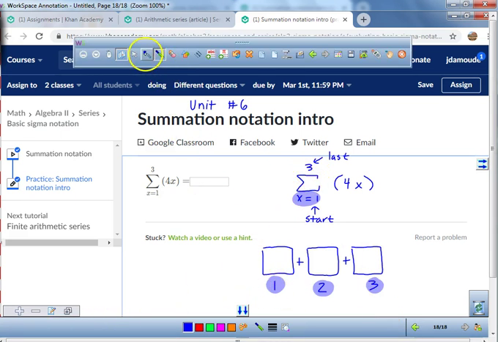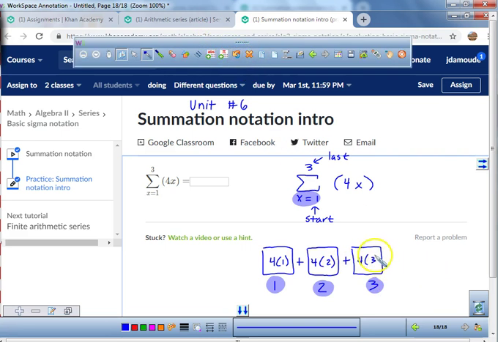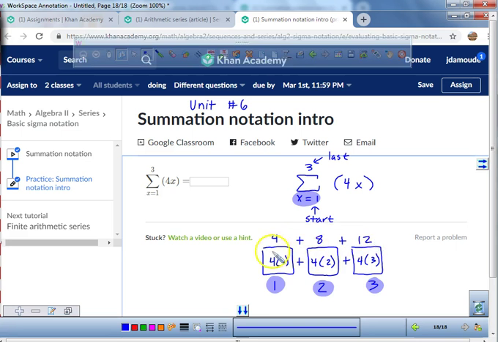All right, so here's what I want you guys to understand. See where it says 4x? Basically, this is going to be 4 times 1, this will be 4 times 2, and this will be 4 times 3. That's how you do it. So 4 times 1 is 4, 4 times 2 is 8, 4 times 3 is 12. You add all of those together, and you get a total of 24. And that's what I'm going to plug in right there for the answer.